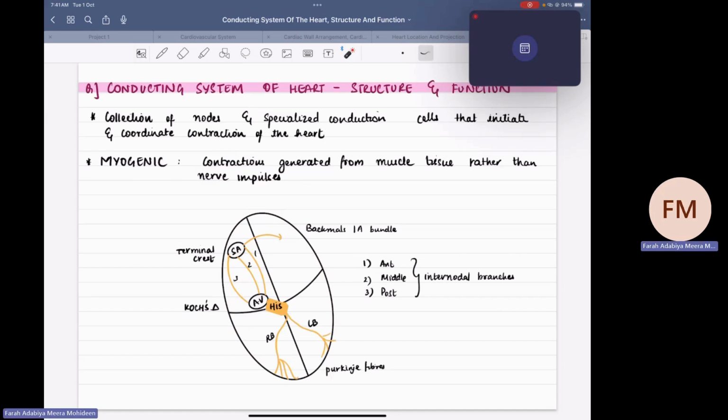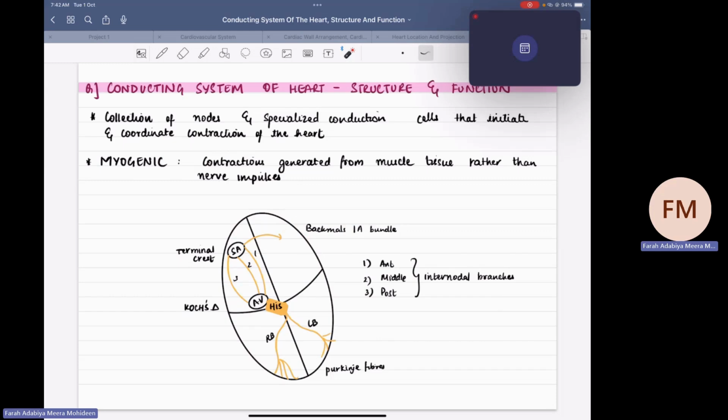Now, from the SA node, you have three connections to your AV node, which are basically your internodal branches. You have three of them: anterior, middle, and posterior. Now, this is all in your right atrium. What supplies the left atrium are bundles that go from the SA node directly, called Bachmann's interatrial bundles.